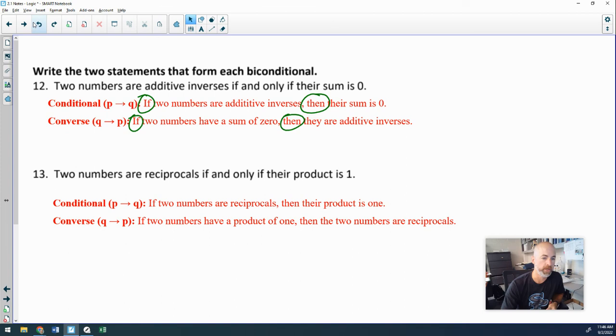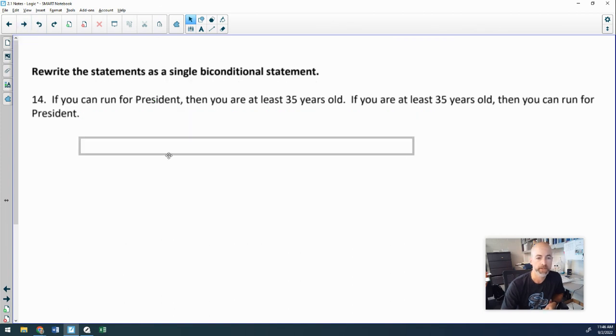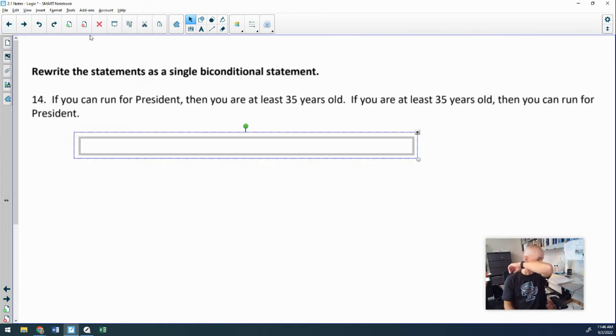Cool. All right, then we're almost done here. How many more pages? I think this is, yeah. All right.